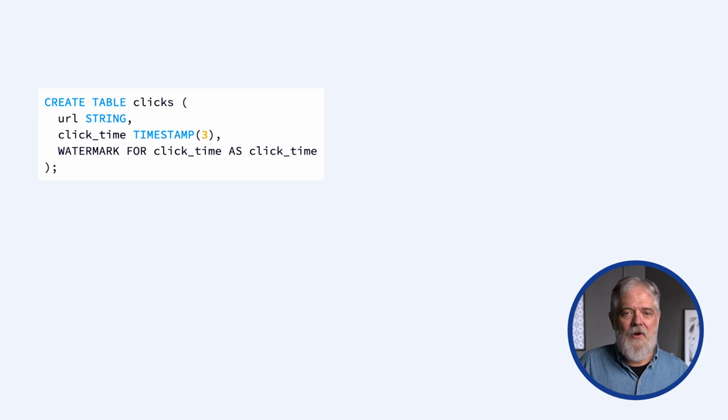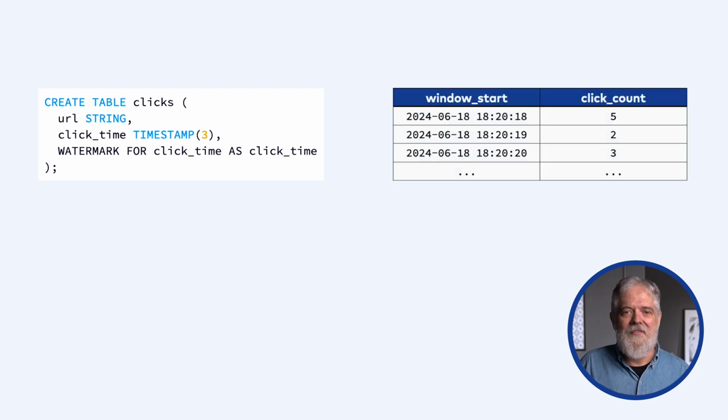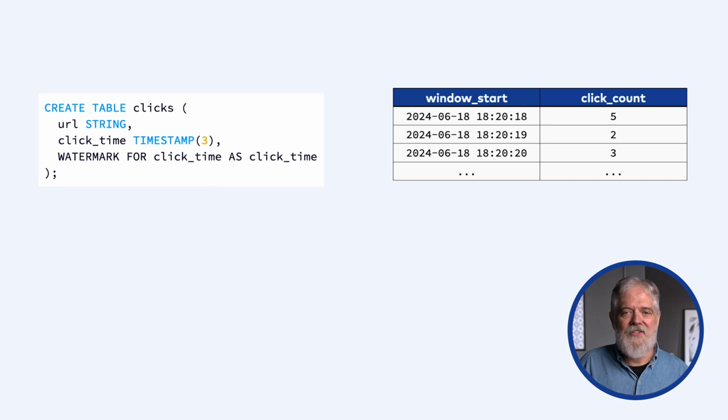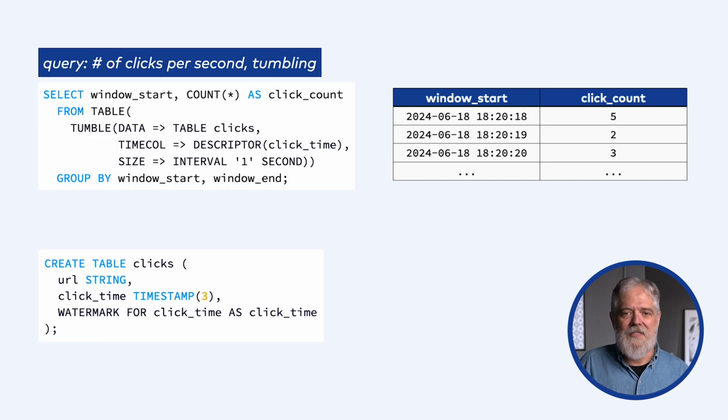Each click has a URL and a click time. The watermarking specification for this table tells Flink that the events will arrive in order according to their timestamps. This is the kind of result I'm looking for. I want to know second by second how many clicks occurred, and this is the query that will do this. Let's dive in and see what's going on with this query.